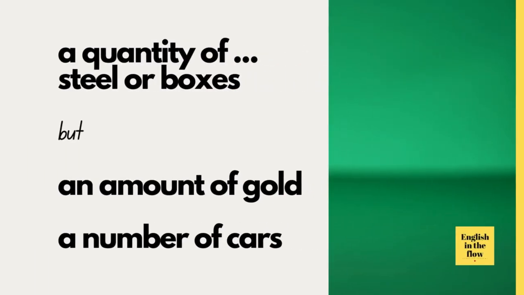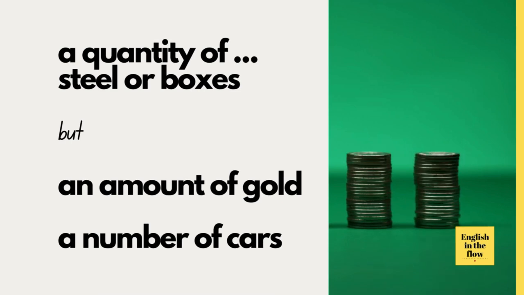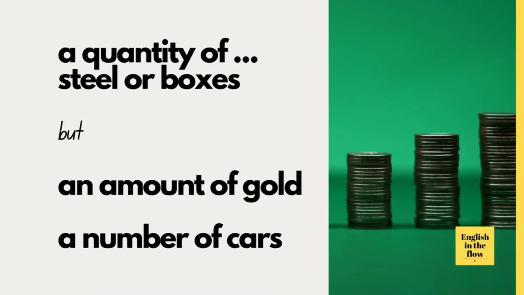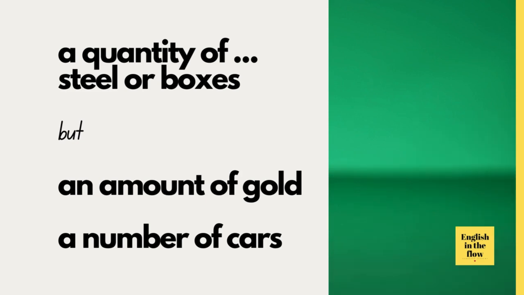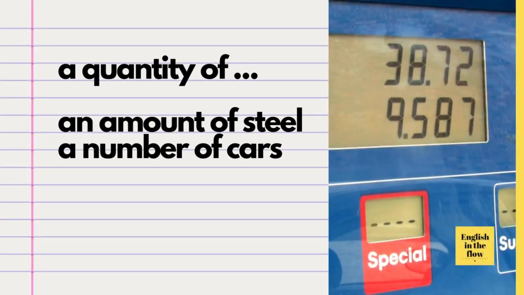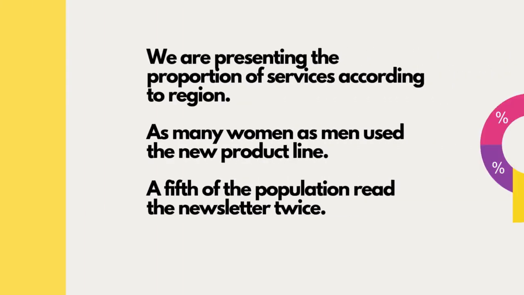Just be careful with uncountables and countables. So steel, water, coffee, gold are all uncountable nouns, and we say an amount of those. When we can count the item, when we can put it in the plural, so a car, two cars, we can use a number of. A quantity is always okay. A quantity of steel, a quantity of cars. And here we go with our bar chart.